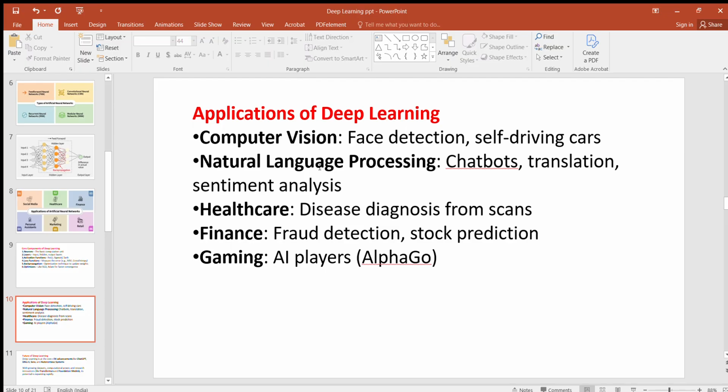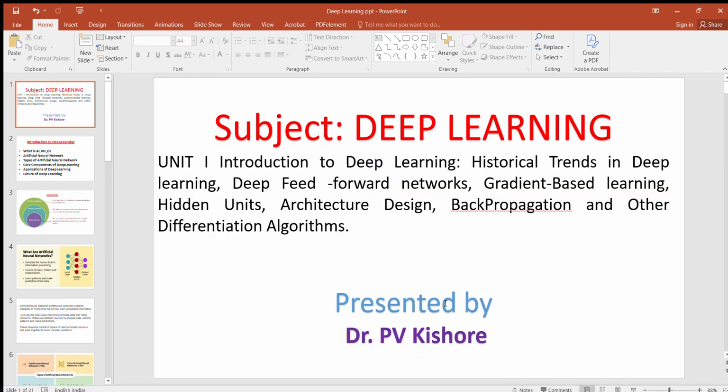Gaming, AI players, like AlphaGo. Nowadays even when you are playing a chess game, the computer can play with you. Those are AI players. These are the applications of deep learning. This is a brief about deep learning.